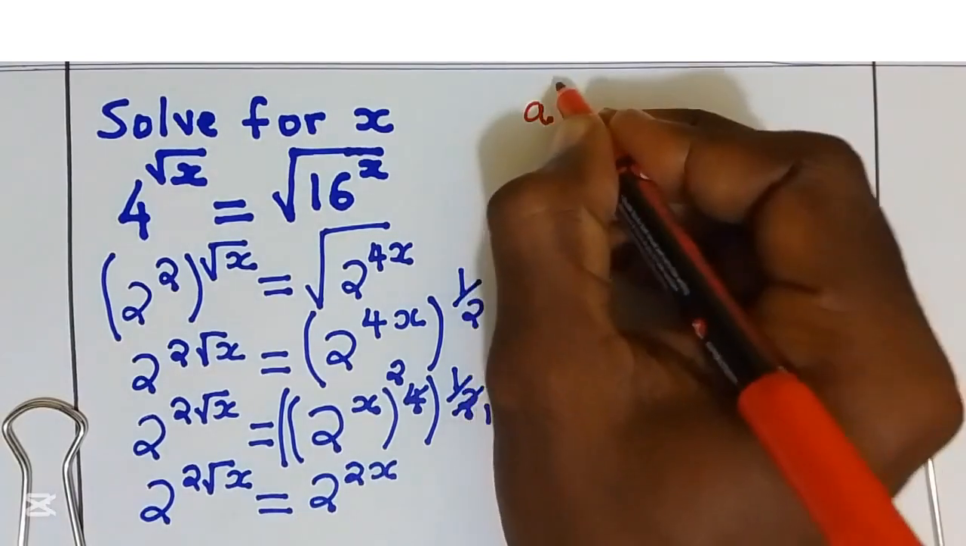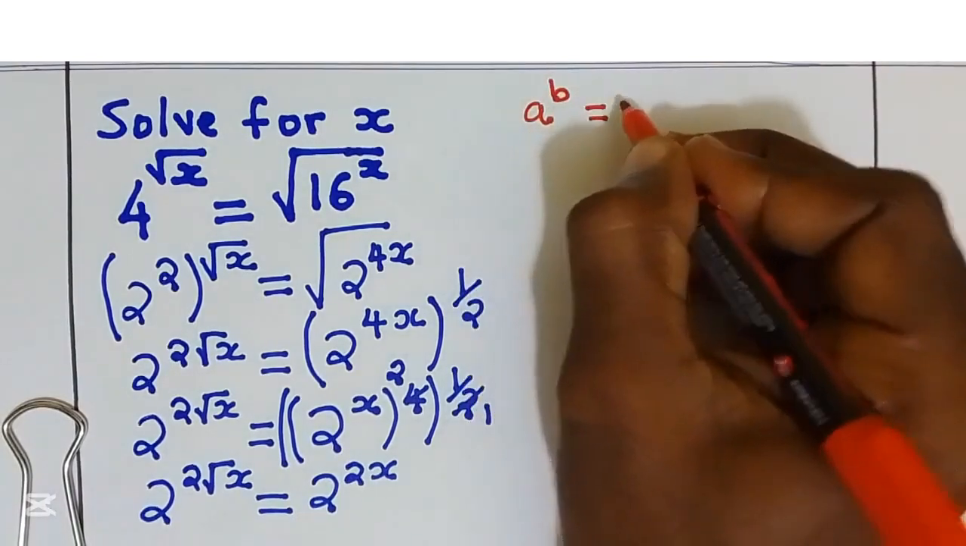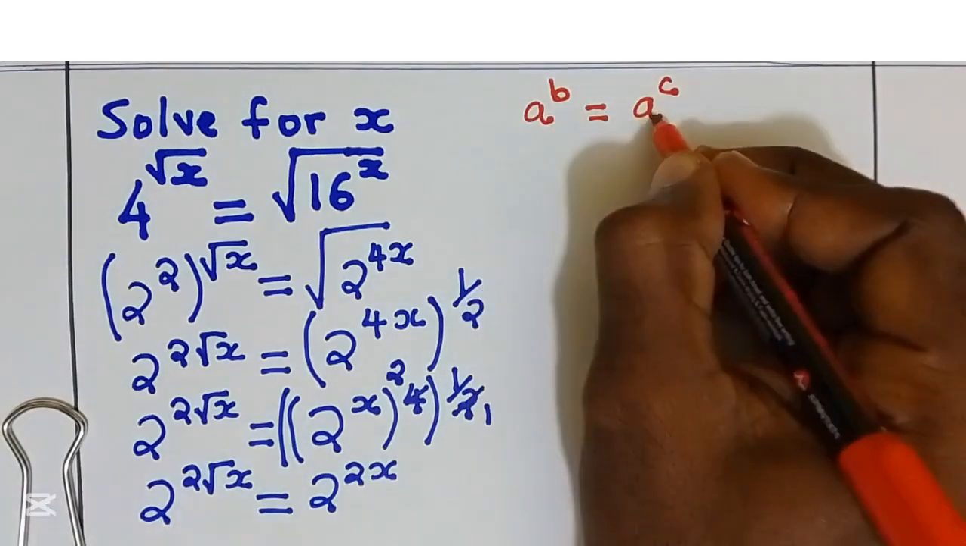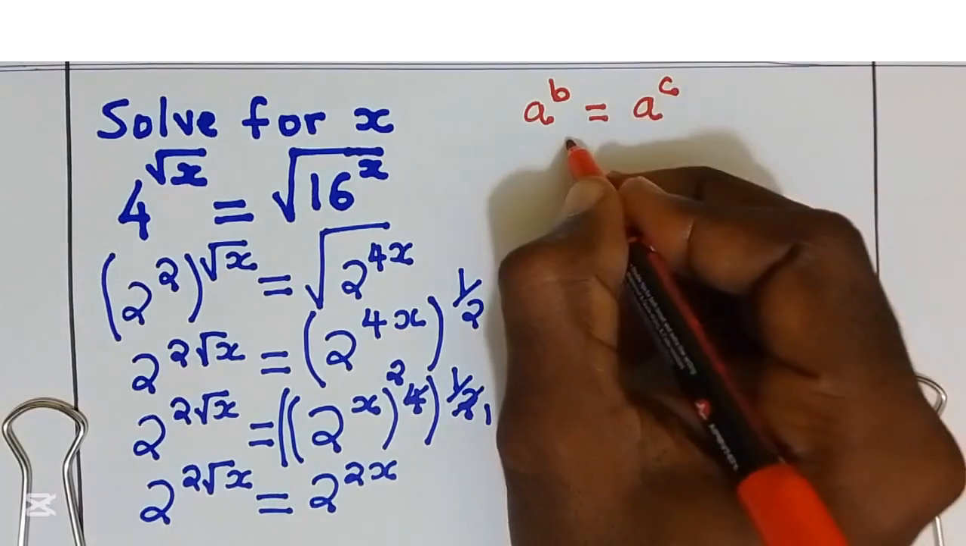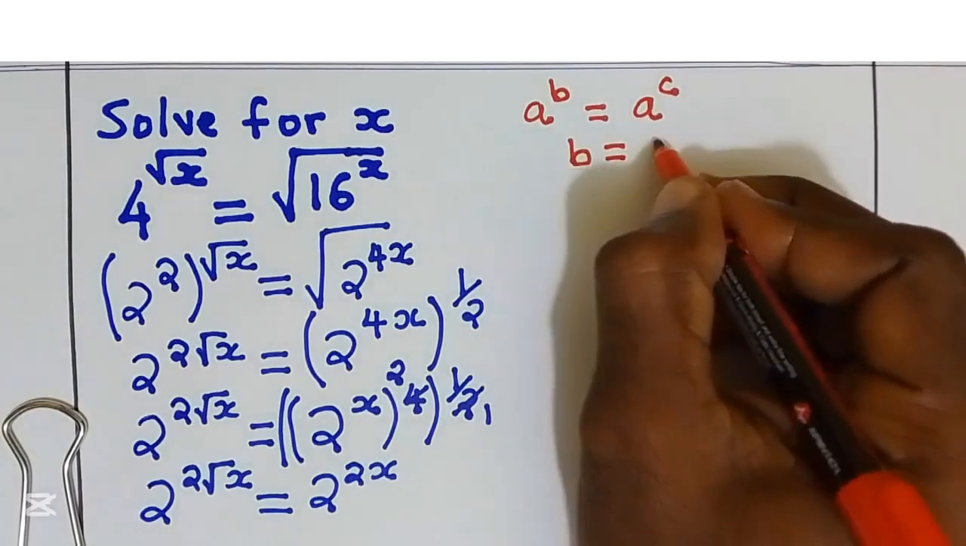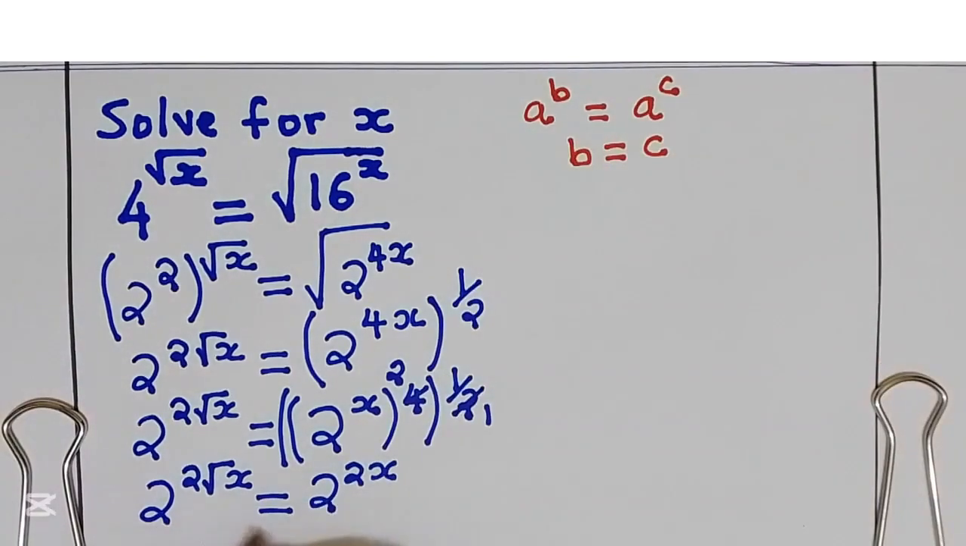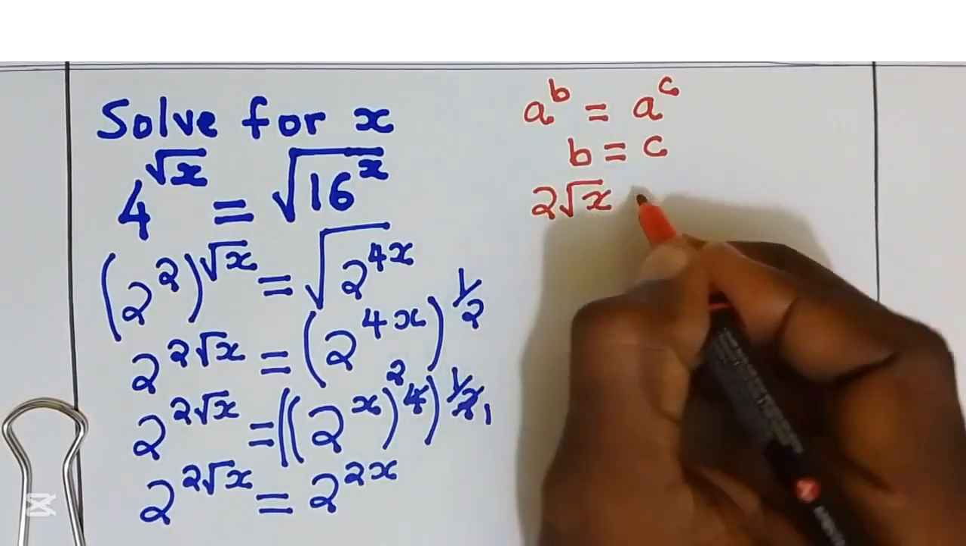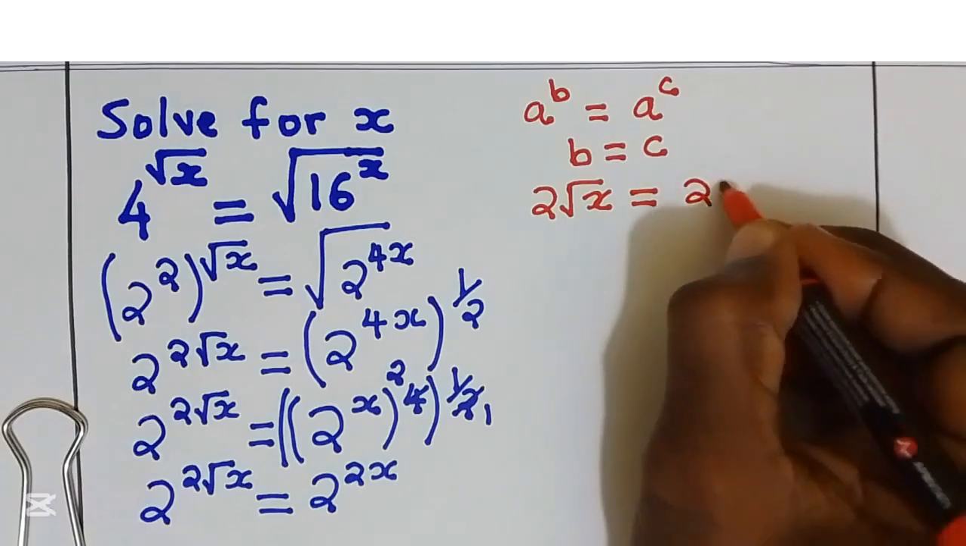If we have a power b equal to a power c, and the bases are equal, then the exponents are equal, so b is equal to c. I'll use it here. The base is 2, so I will equate the power. 2 power square root of x is equal to 2x.